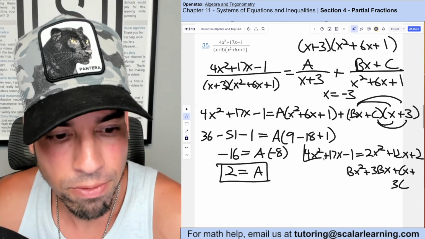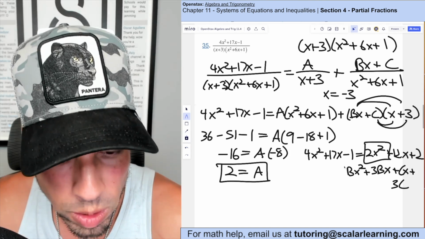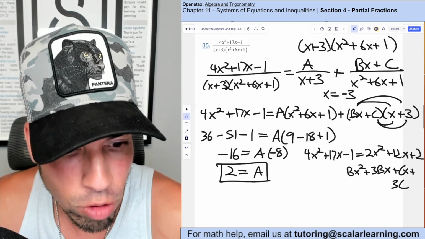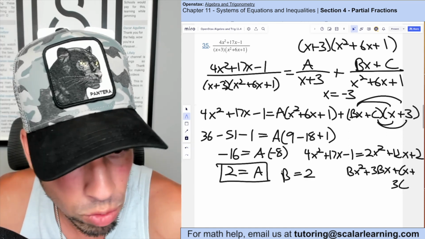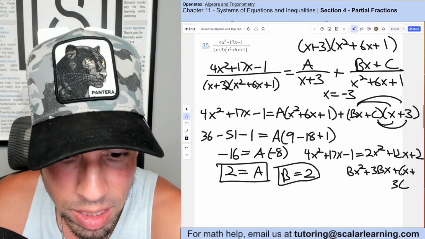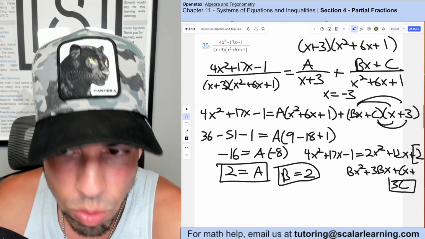Okay, now we're going to do a little matching. I see that I have 4x squared for the coefficient of the x squared over there. Here, I only have 2 terms with x squared: 2x squared and bx squared. Those two added together should be 4x squared, which means b is also positive 2, right? 2 plus 2 is 4. Last but not least, we need to figure out what c is. C is going to be pretty nice because there's a constant, 3c, and there's the other constant, 2.